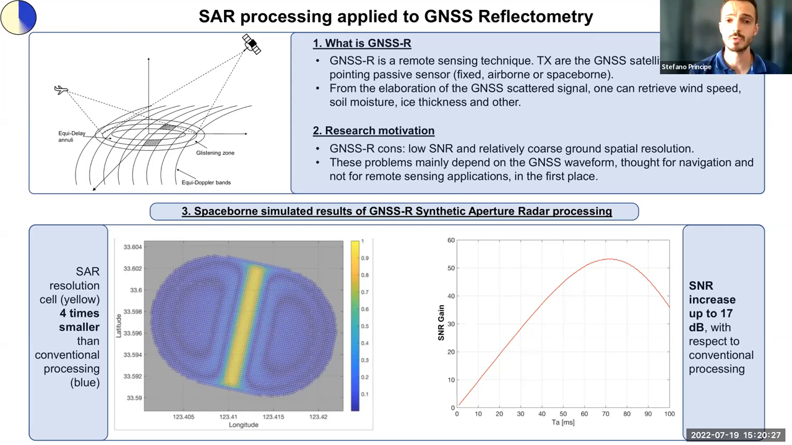So in my PhD work, I propose a synthetic aperture radar processing applied to GNSSR signals. I developed a model, and after simulations carried out in a spaceborne scenario, I obtained two important results. First of all, as one can see in the bottom left figure of the slide, through a SAR-like processing, it is possible to obtain an increase in the ground spatial resolution. In particular, the resolution cell with the SAR processing can be four times smaller with respect to conventional processing. And the second important result is that through a SAR-like processing, it is also possible to increase the signal-to-noise ratio up to 17 dB with respect to conventional processing.